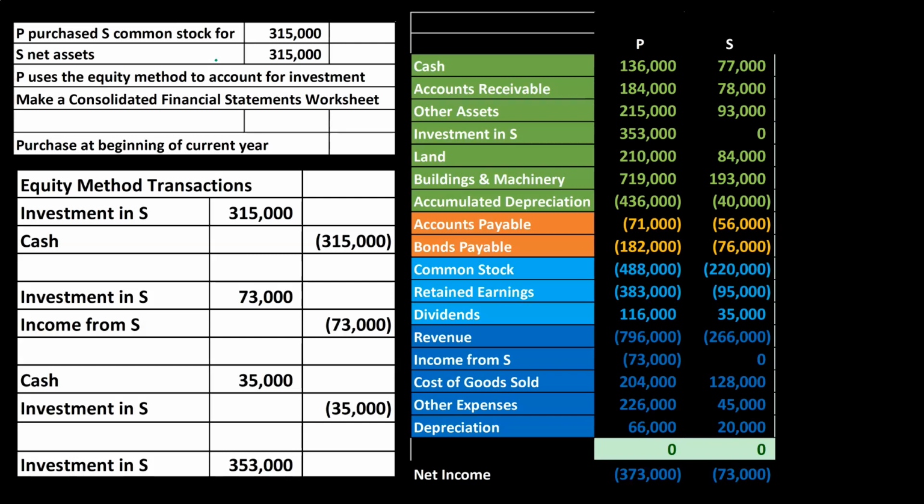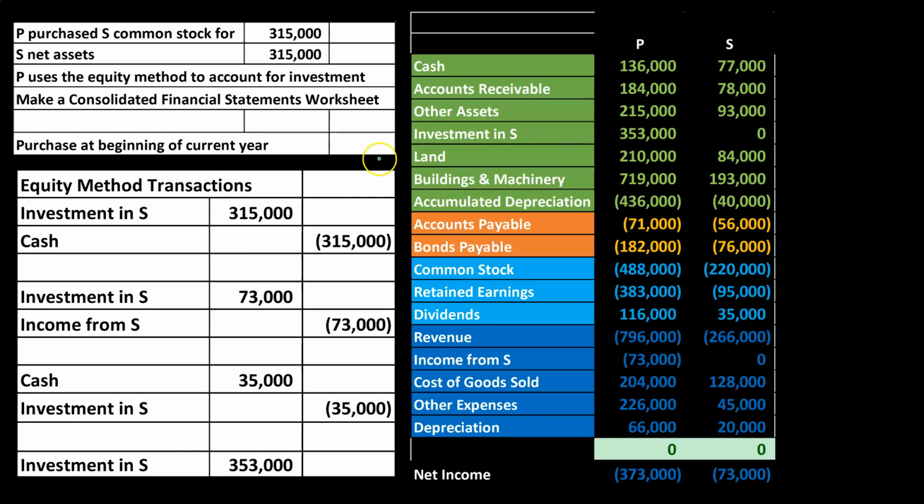So P uses the equity method to account for the investment, and we make a consolidated financial statement worksheet. That means that P has on the books this investment account right here, this $353,000. How did that get there? Because if we consolidate these together, we're going to have to get rid of that. We can't have a consolidation showing an asset that basically represents ownership in yourself. So we're going to have to remove that. To know how to do that, it's useful to know how they accounted for this. They accounted for this using the equity method.